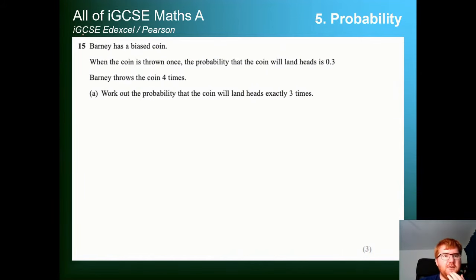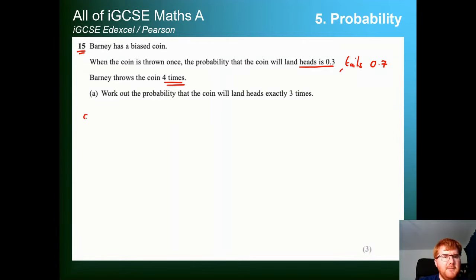Okay, and on to question 15, so a bit more of a medium star question. Barney has a biased coin. When the coin is thrown once, the probability that the coin will land on heads is 0.3. Therefore, tails will be 0.7. Barney throws the coin 4 times. That's important. Work out the probability that the coin will land heads exactly 3 times.